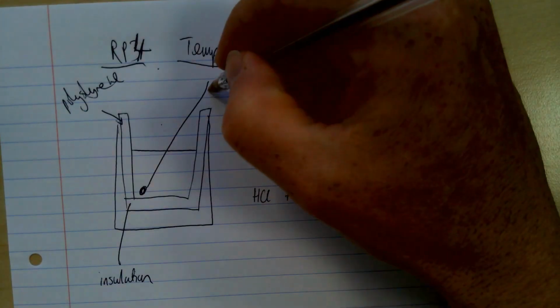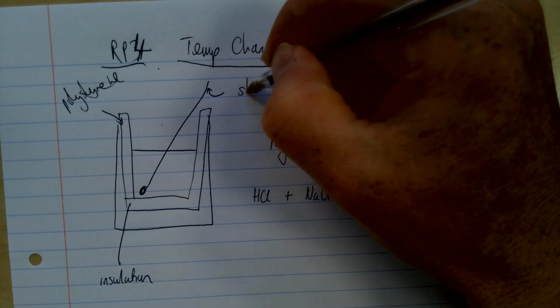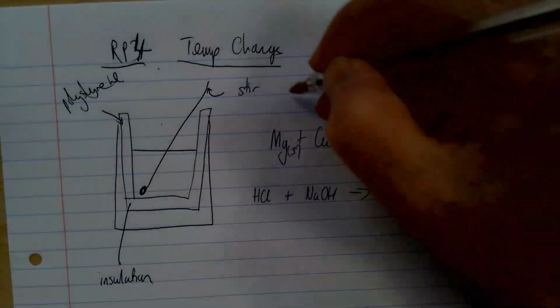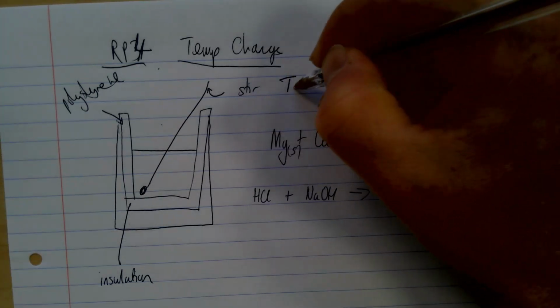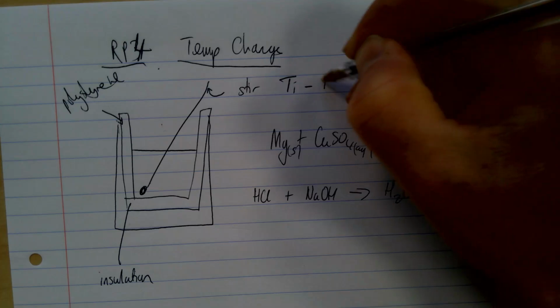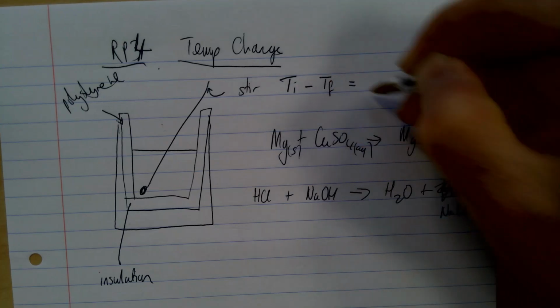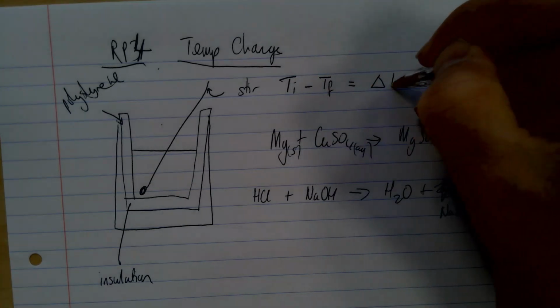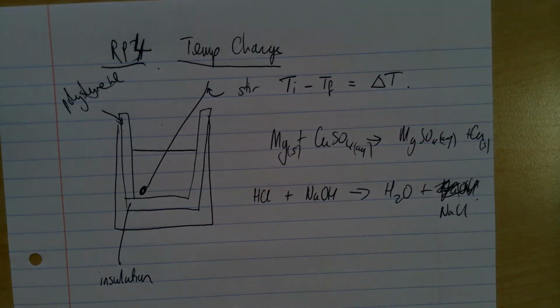When we use the thermometer, we often stir with it to encourage mixing. But also, it's really important you measure the initial temperature and the final temperature to get the temperature change. So it might be T final minus T initial, but to get the temperature change, you do one take away the other. So make sure you've got all that clearly stated in your description of the practical.